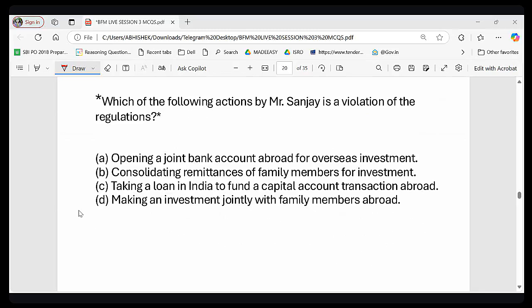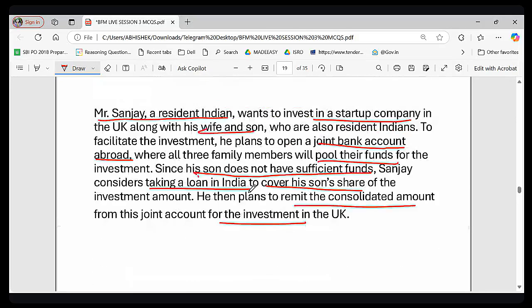First, can Mr. Sanjay open a joint bank account abroad to facilitate an overseas investment? Please answer my question. Type yes or no in the chat. What do you think? Can a joint account be opened abroad to facilitate overseas investment? Yes, exactly. Very good.